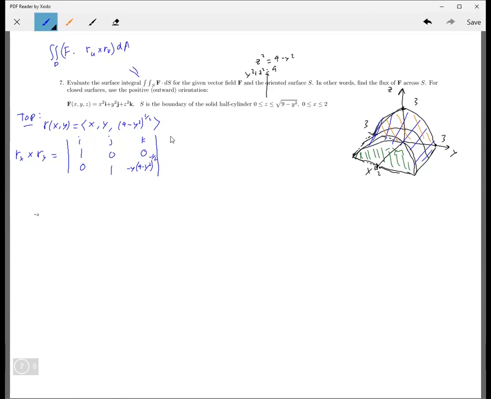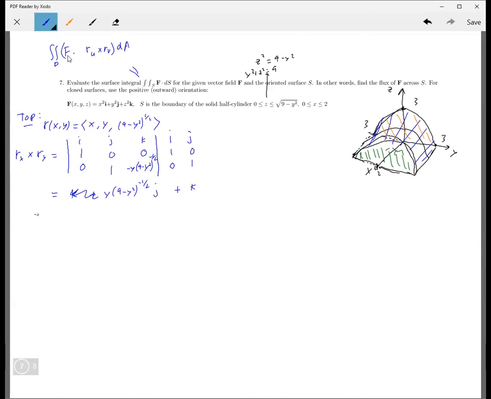Okay, so copy down the first 2 columns and take the cross product, and that's going to give you 0, 0, k. And then minus 0, 0, and then bang. Minus this, which is plus y times 9 minus y squared to the negative 1/2 j. Or if we take this to the back, we got it right like that.